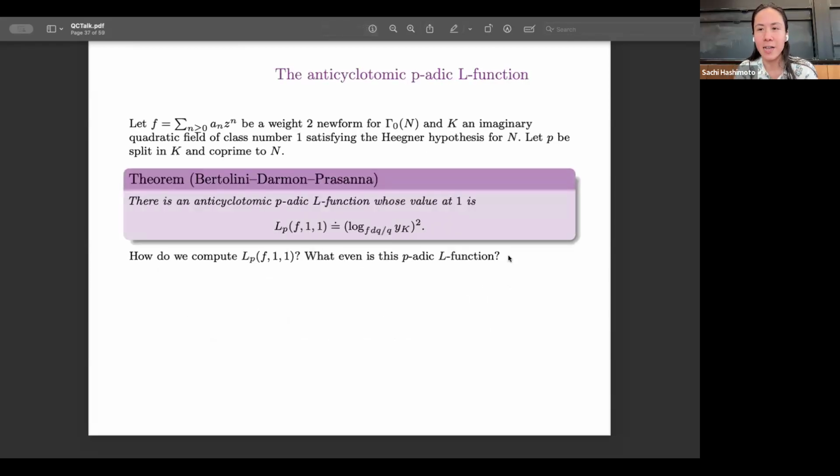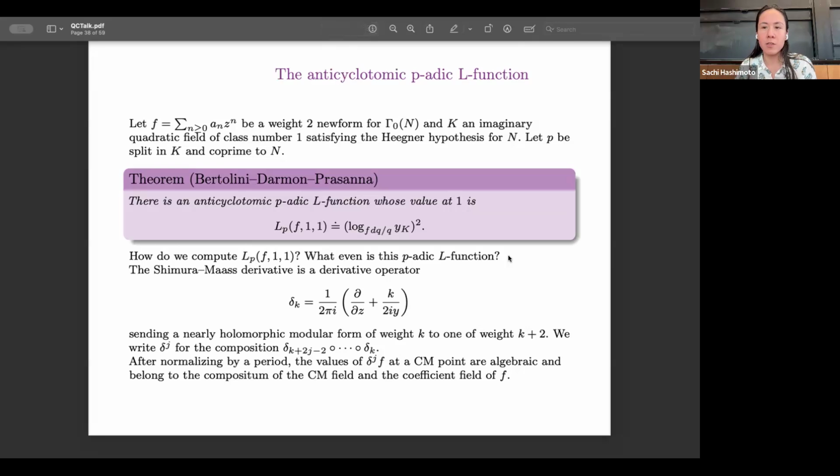But what's unsatisfying is that I haven't told you what any of these p-adic L-functions are or how you would compute them. So the major difficulty in proving a theorem like this is actually the anti-cyclotomic p-adic L-function of Bertolini, Darmon, and Prasanna. So let me say what this L-function is. There are many ways to define this, but for me, the story starts with something called the Shimura–Maass derivative operator.